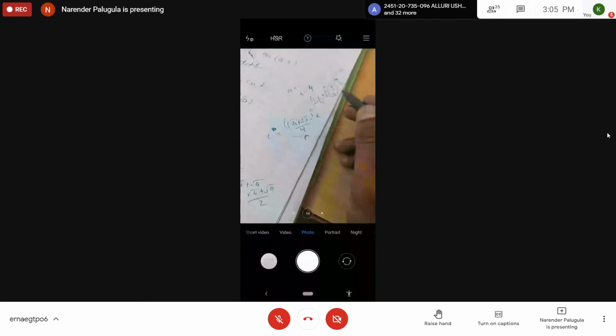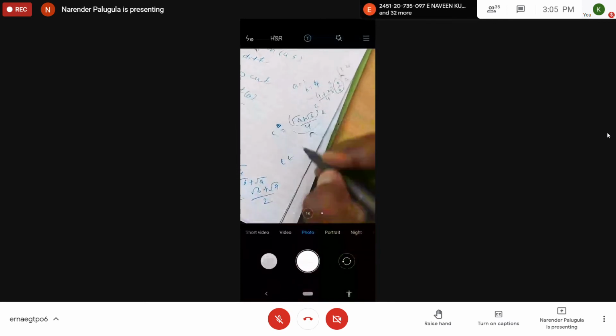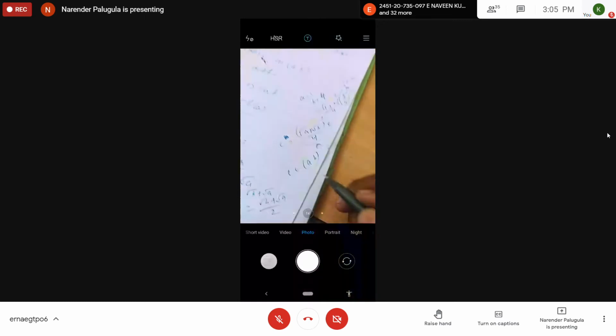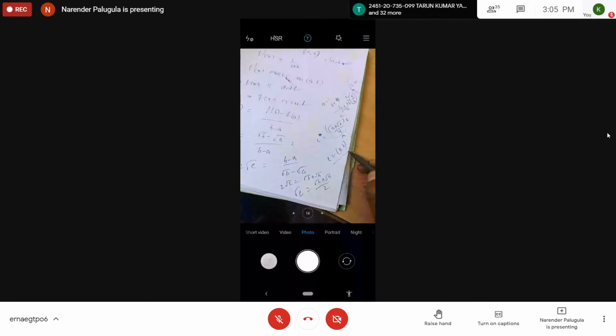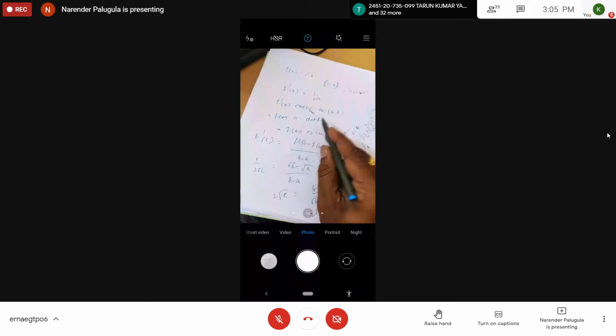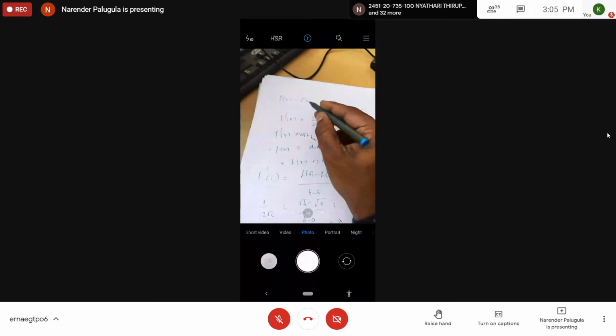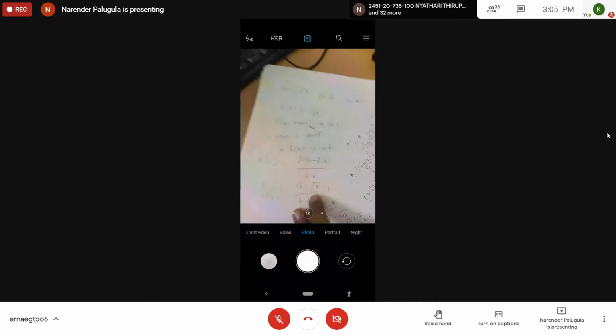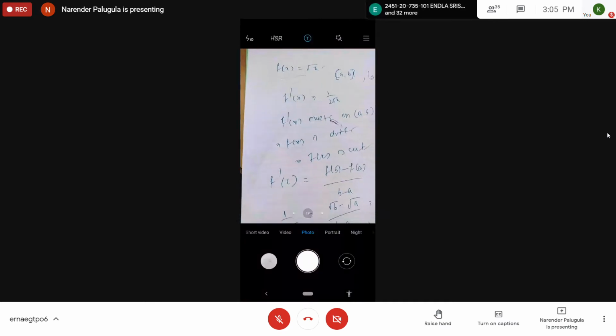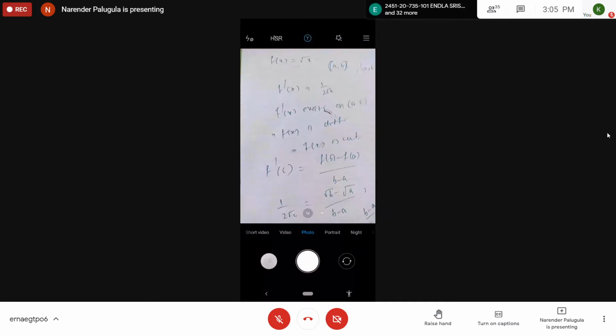Hence, we can write c belongs to the open interval (a, b). Hence, the conclusion is also verified. So the conditions are verified and the conclusion is also verified. Hence, the theorem is verified for the function root x. Like this, we can verify the theorem for any function if the interval and function are given.